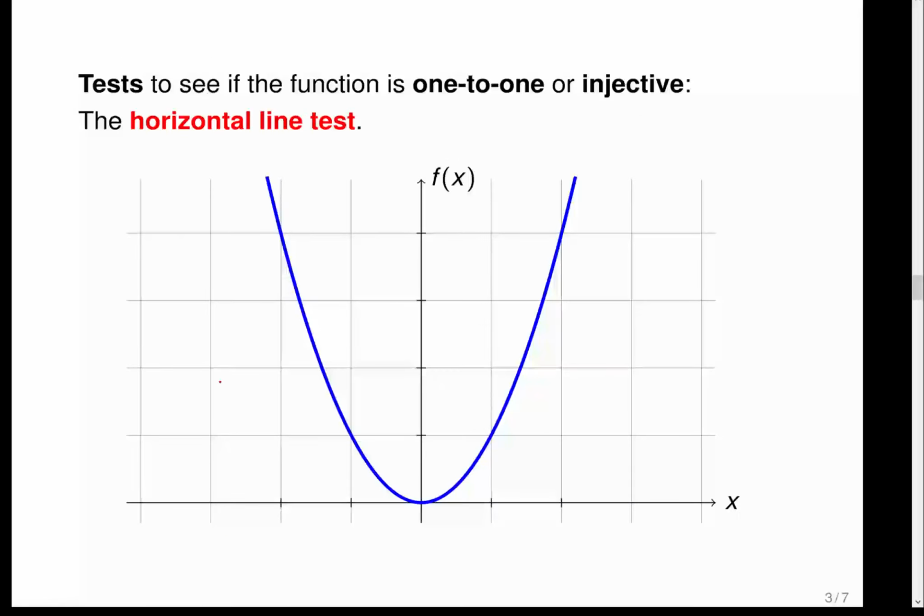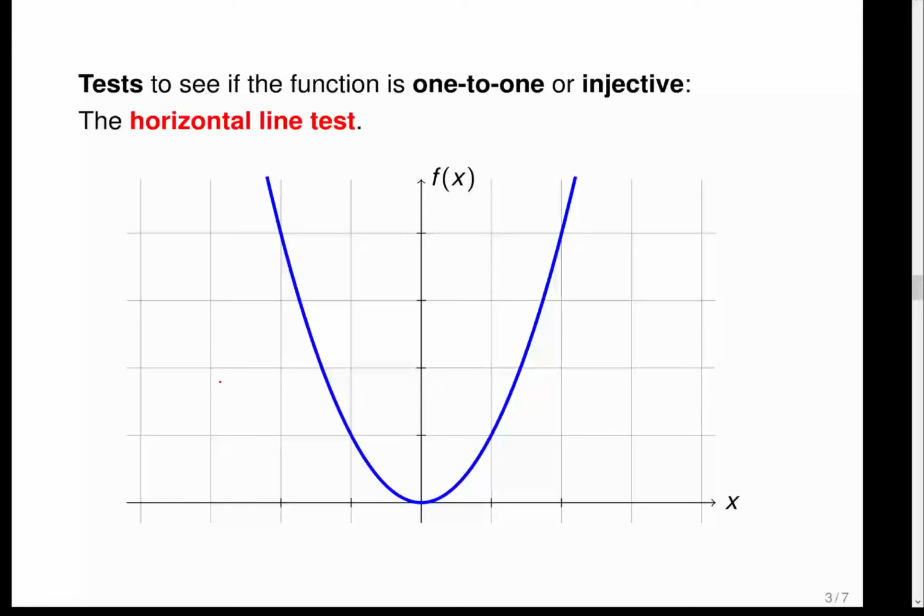Okay, let's first look at the horizontal line test. The test says that if you can place a horizontal line anywhere on the xy plane, and it only ever touches the graph of the function at most once, then the function passes the horizontal line test, and we can conclude that the function is one-to-one.